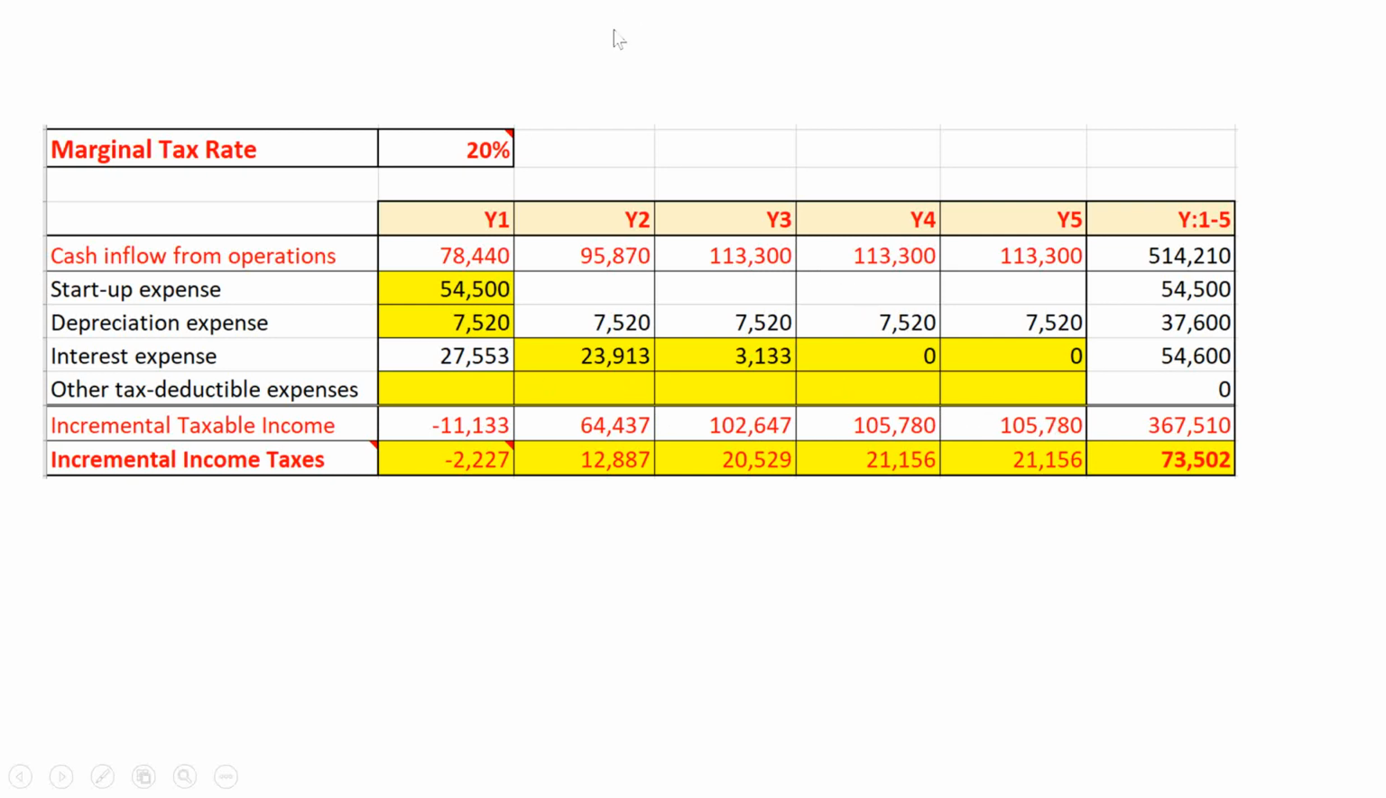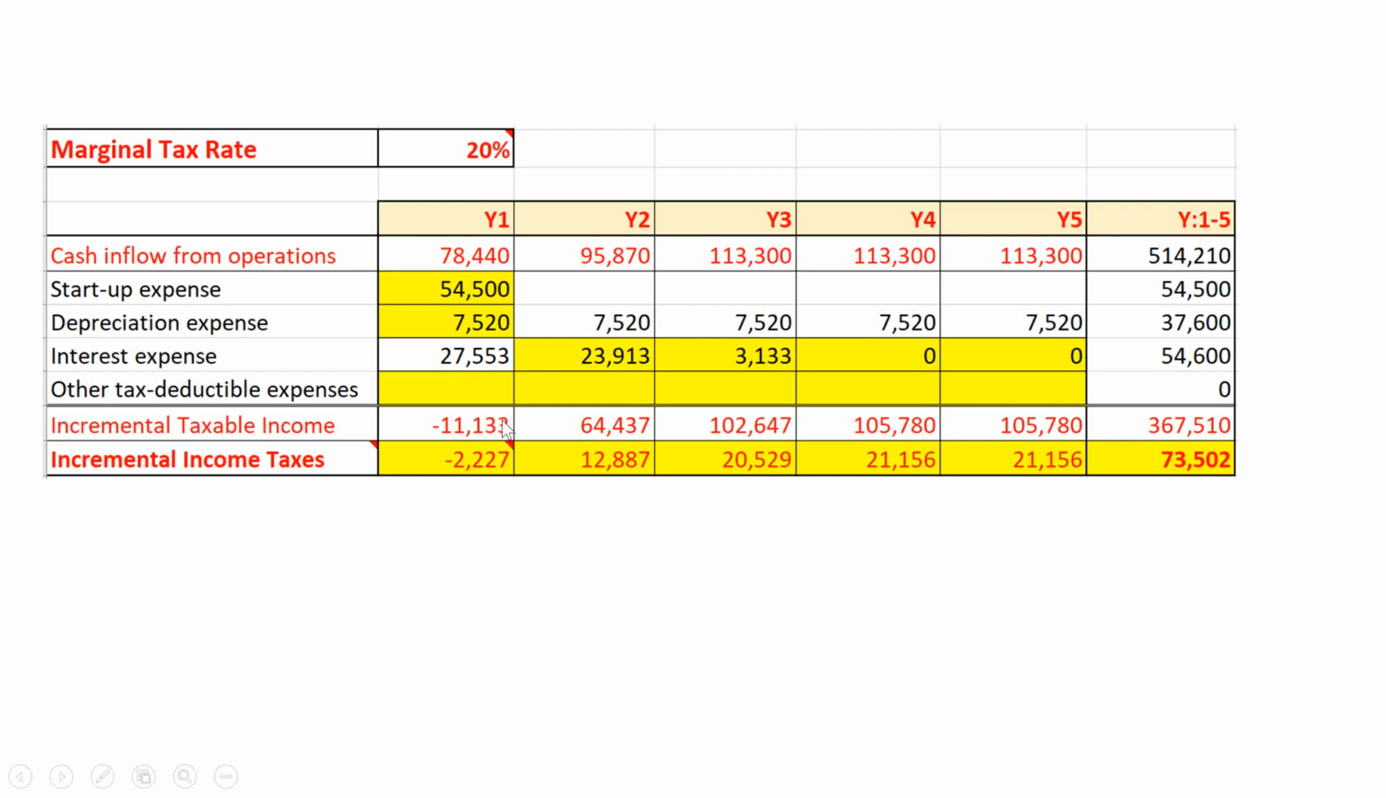And on that, here is your marginal tax rate. You're assuming once you graduate and start making an income, you'll be in the middle income tax bracket, and you can all assume 20%. So 20% of this, you get these numbers. But note, first year is negative. That's typical because of your startup expense. Your taxable income can be negative.